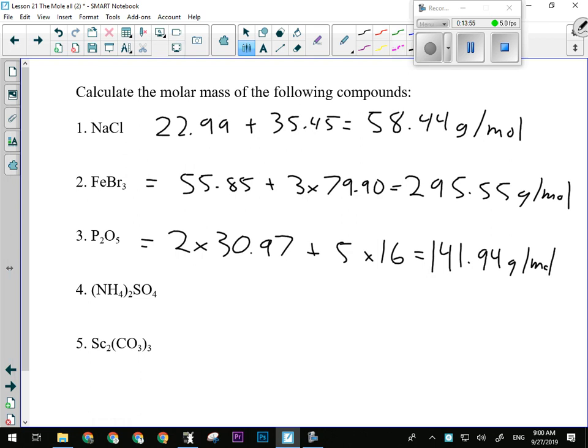Now, the question came up here a minute ago. How do I calculate the molar mass of a polyatomic ion? And the answer is the same as you did for these compounds. You got to do it element by element. So in number 4, there are 2 nitrogens and 8 hydrogens. All right, I'm going to give you a few more minutes to get those last 2 done.